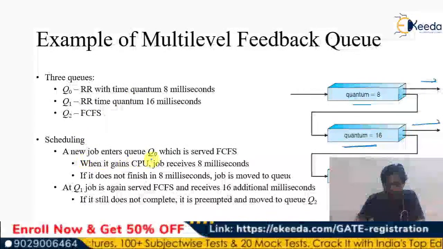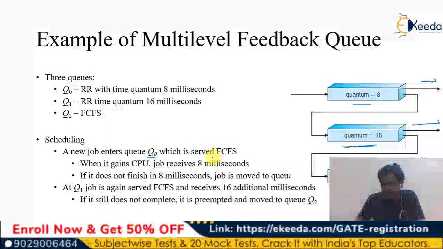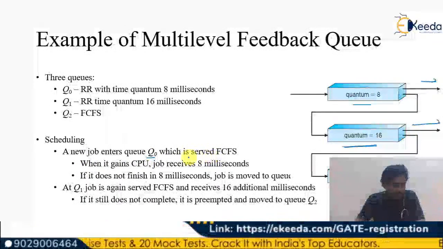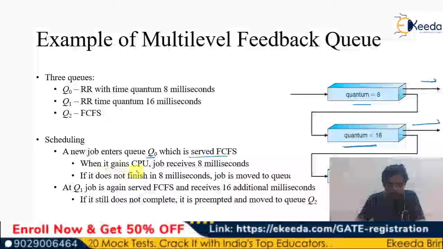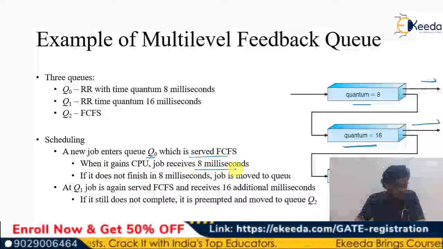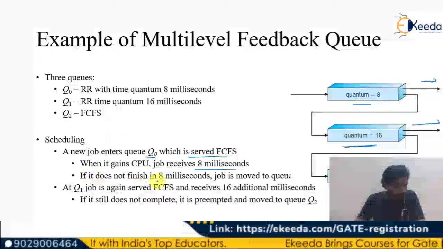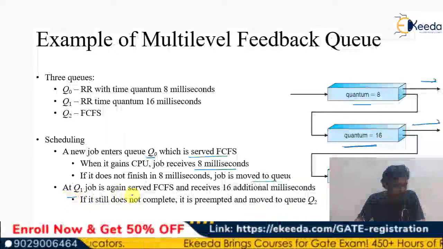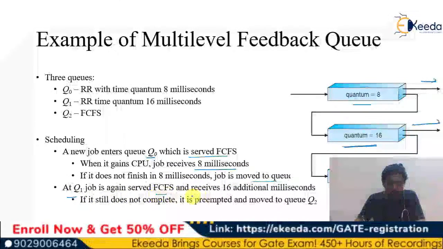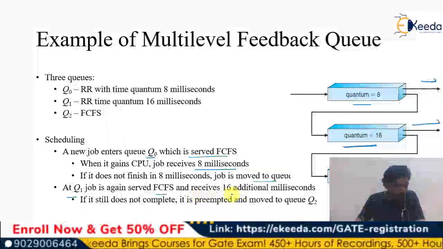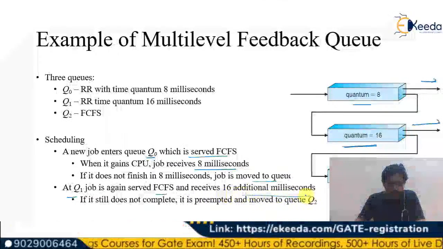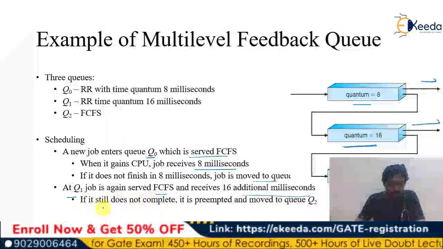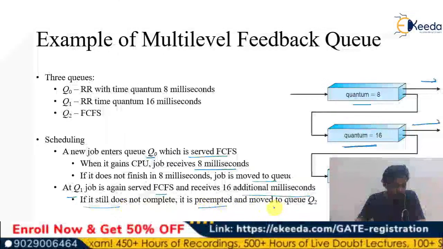Scheduling: a new job enters the queue Q0, which is served FCFS. When it gains the CPU, it receives 8 milliseconds. If it does not finish in 8 milliseconds, the job is moved to the next queue. At Q1, a job is again served FCFS and receives 16 additional milliseconds. If it still does not complete, it is preempted and moved to Q2.